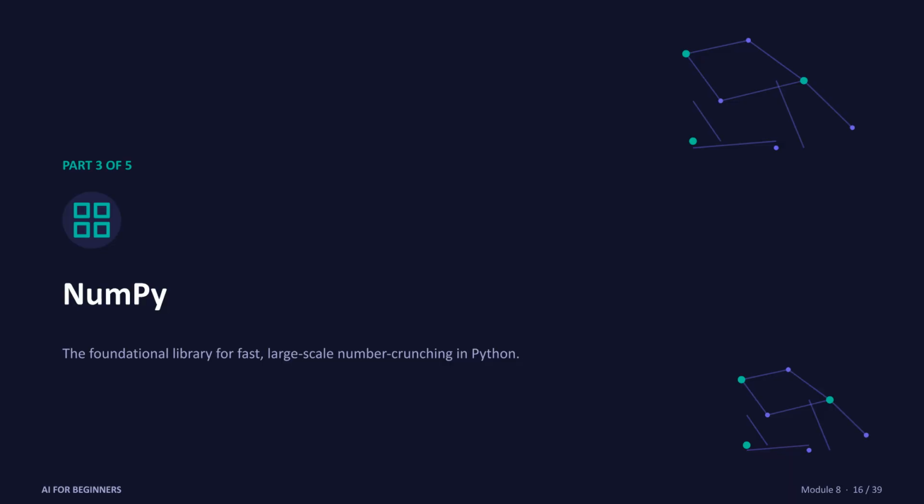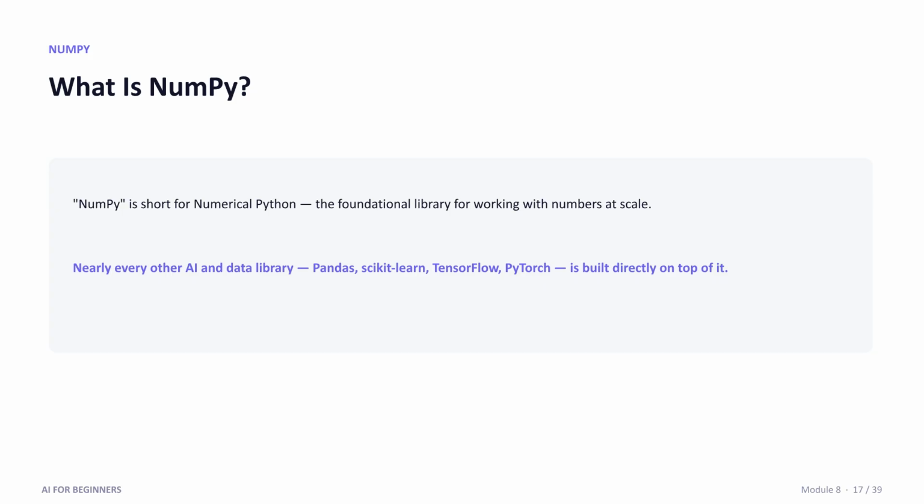Moving on to Part 3, we introduce NumPy. It is the foundational library for large-scale, fast number crunching in Python, and is the layer upon which almost every other data science tool is built. Why does NumPy matter? It is essentially the bedrock of AI in Python. Libraries like Pandas, scikit-learn, and even heavyweights like TensorFlow and PyTorch rely on NumPy structures to function efficiently.